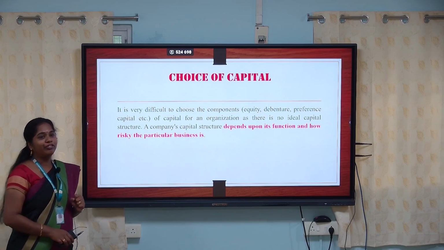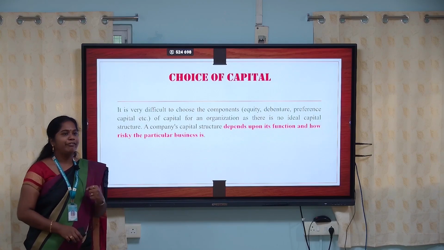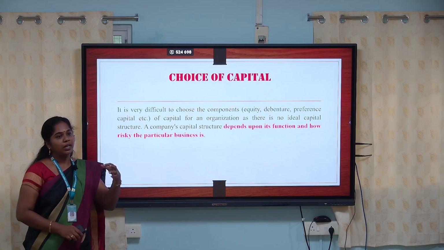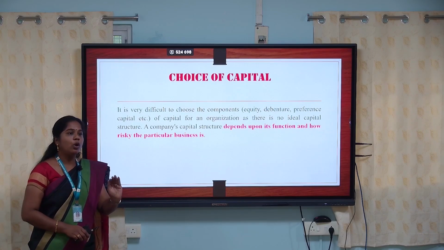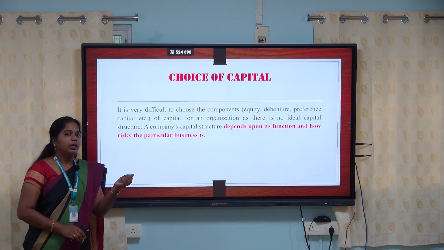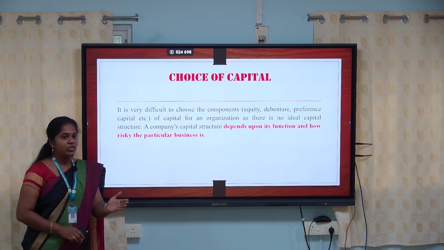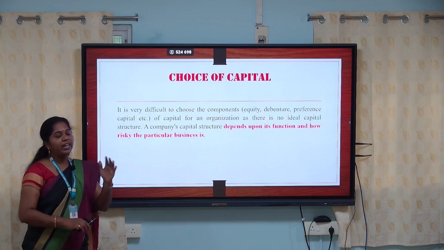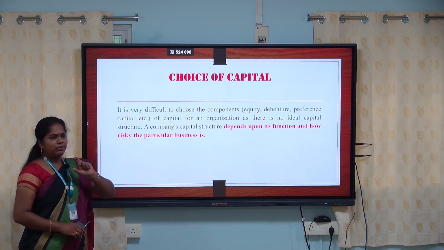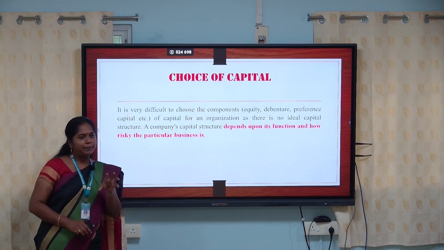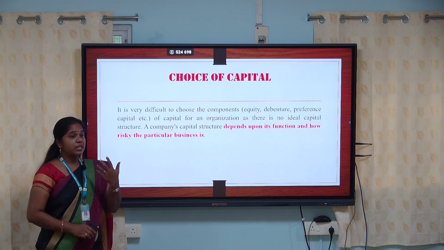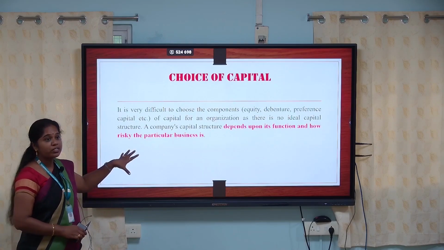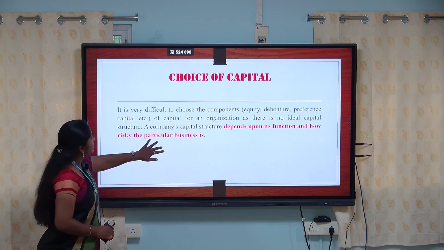And coming to the choice of capital, how we have to form a capital, in what way we have to form it: whether we go alone with the owner's fund, or go along with debentures, or go with equity share plus preference share and then debenture. This is the choice of capital. Choosing a capital is very difficult for every kind of business. It is not the same for all, because the choice of capital differs based on the business, the risk position of the business and the type of the business.